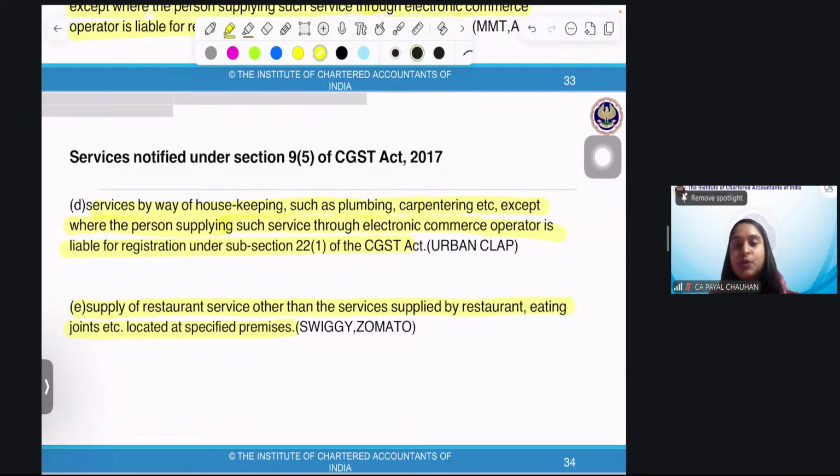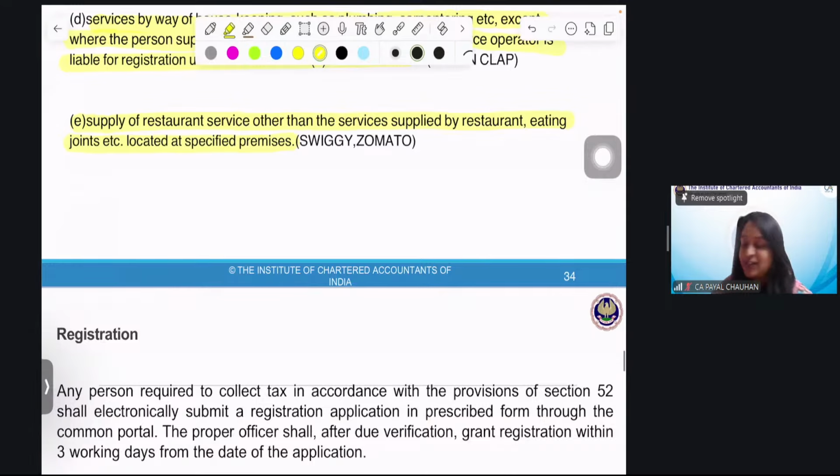Did you understand the whole A, B, C, D, E? All the five provisions of 9.5? Did you people understand all the five provisions of 9.5? Shall we do it in a story form? Okay. Now listen to the story.